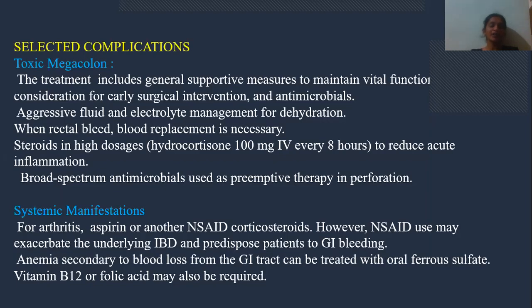So what could be the complications of Crohn's disease and how could we manage this? I said toxic megacolon. That means due to severe infection, there will be severe inflammation and the colon will be enlarged and filled with infection. So we call it toxic megacolon.